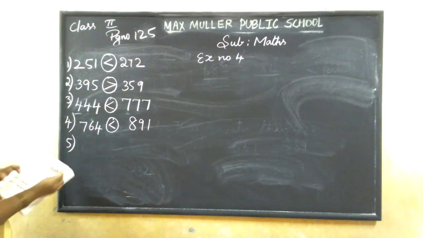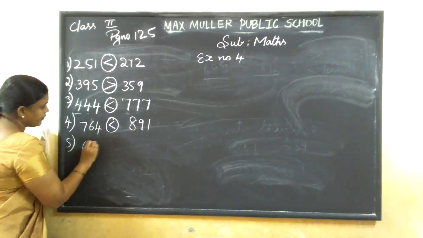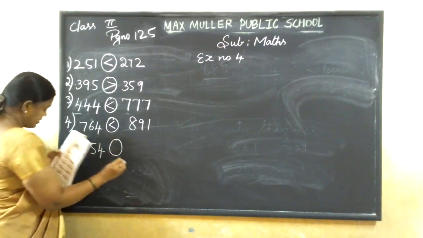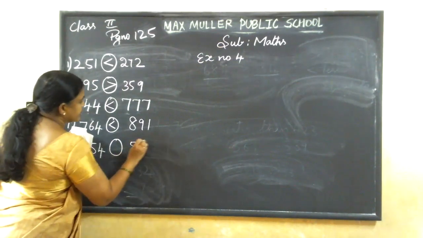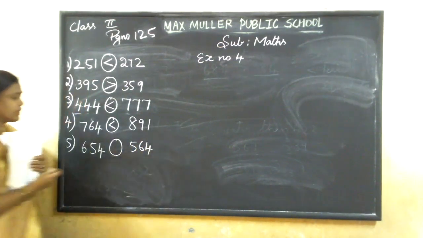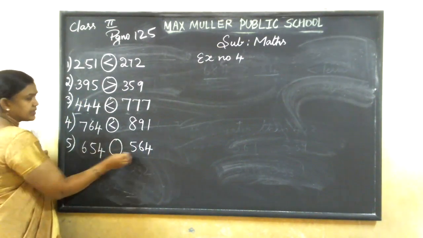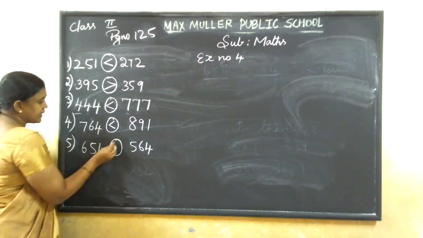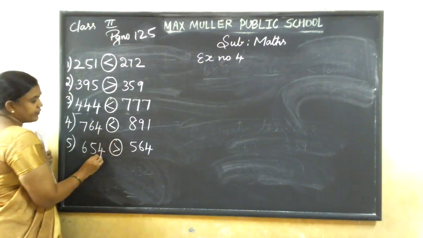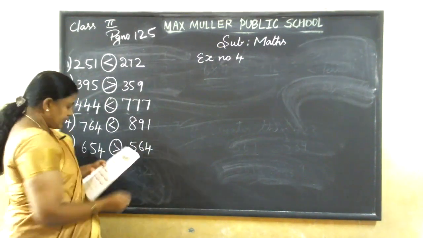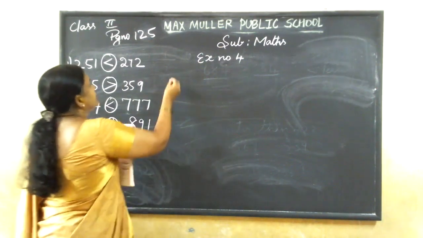Fifth one, 654 and 564. Which one is greater here? See the hundreds place. 6 is there, 5 is there. Which one is greater? 6 is greater. So 654 is greater than 564.